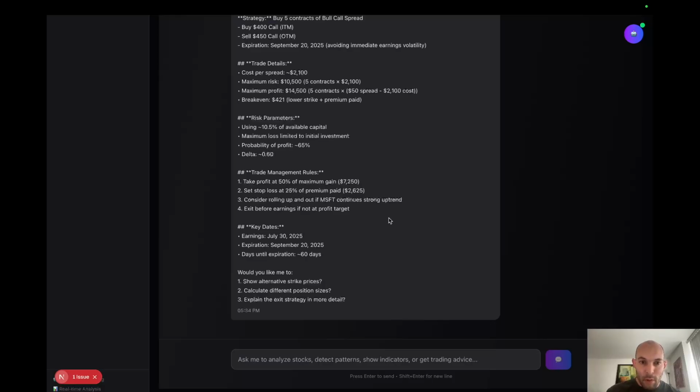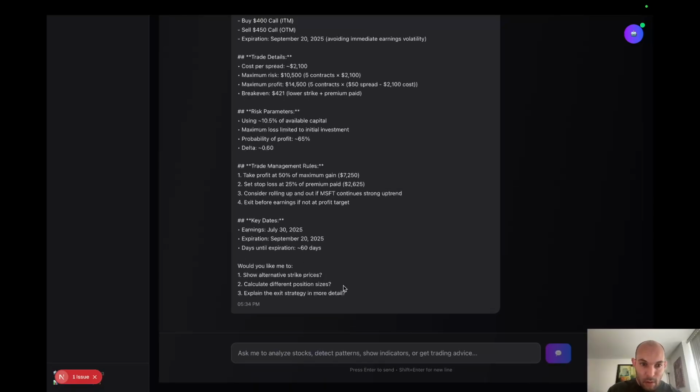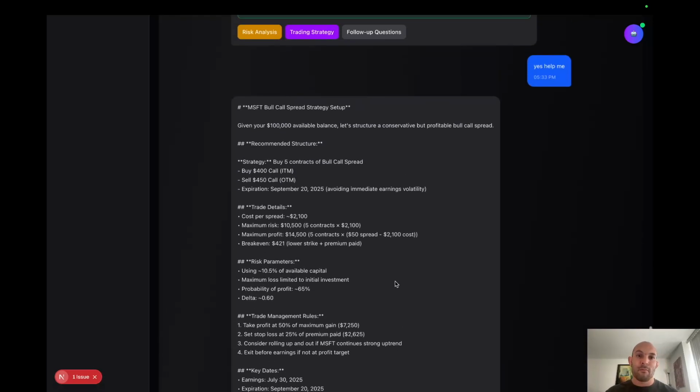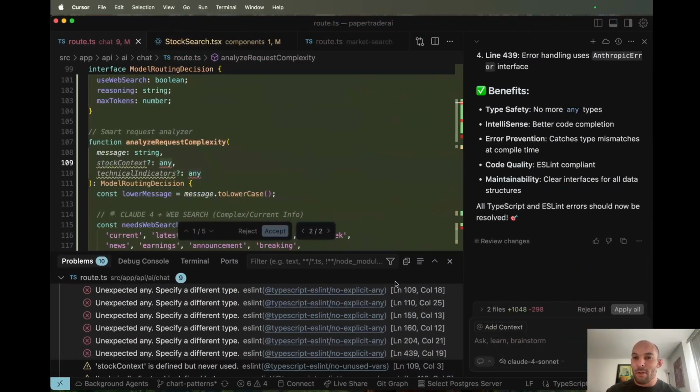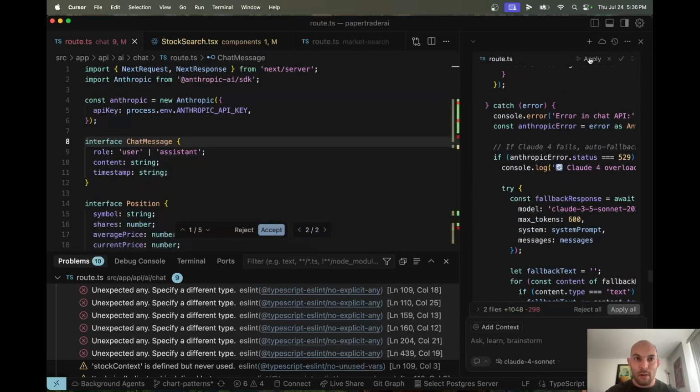Consider rolling it out if Microsoft continues its strong uptrend. Exit before earnings, if not private target. Earnings dates right here. Okay, yeah, this is pretty cool. So let's see if it actually fixed these errors.